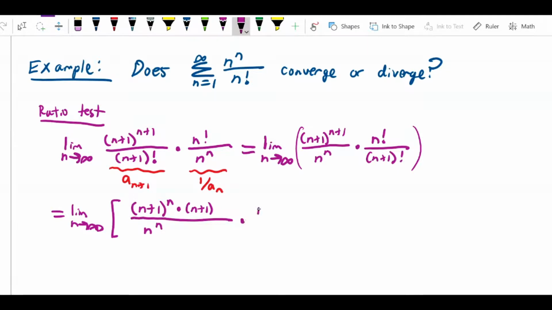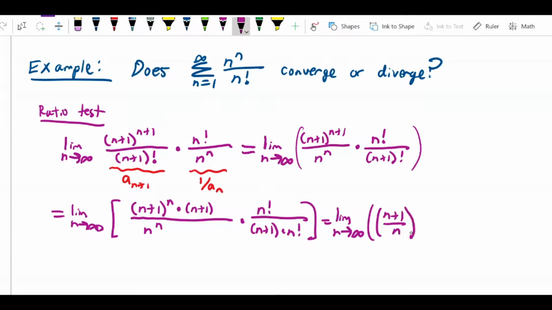For the factorial, we already know how to simplify that. That's going to be n factorial over n plus 1 times n factorial. So now I can write this in this way. This is going to be n plus 1 over n to the n. In other words, that takes care of these terms here. And then I've got n plus 1. That's going to be this term. And these n plus 1 factorials are going to cancel, leaving me with another n plus 1 on the bottom, which comes from here.